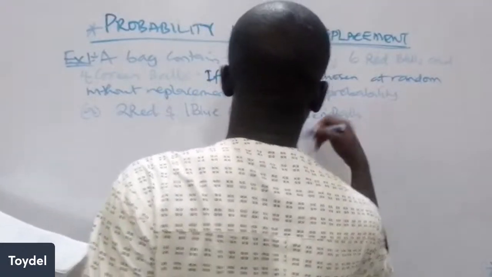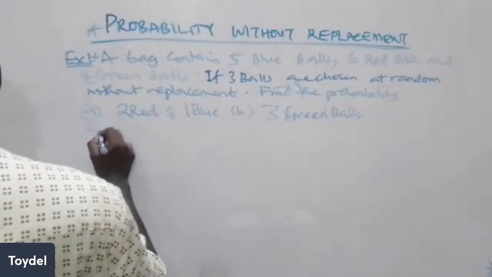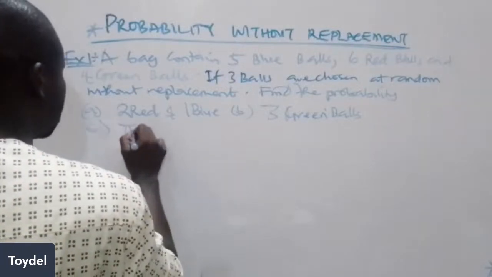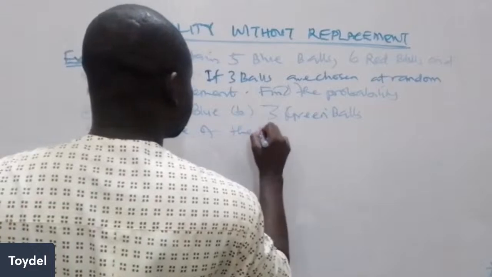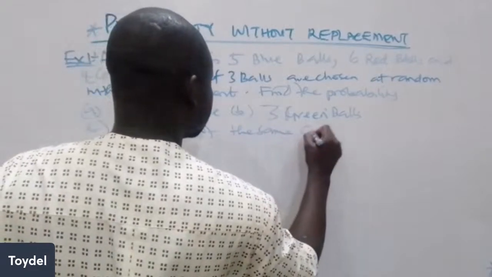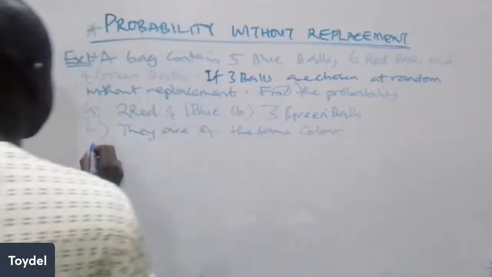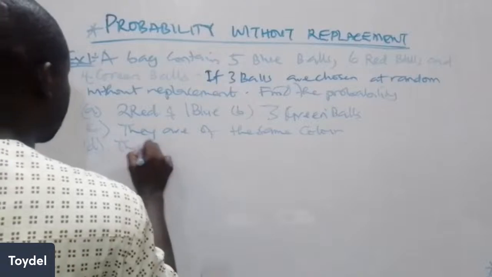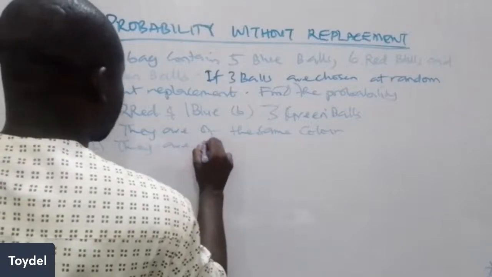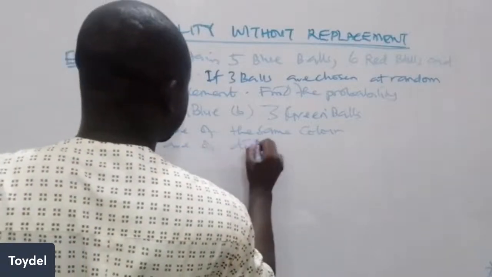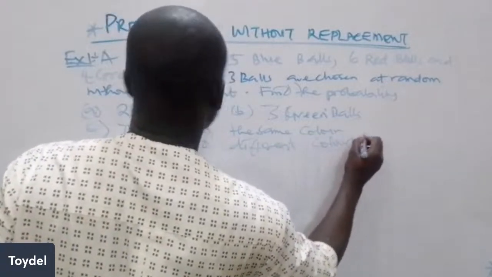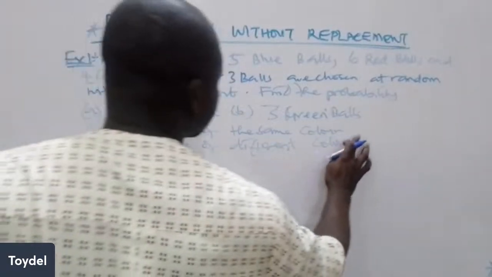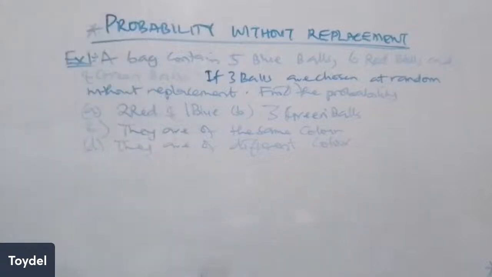Then C, they are of the same color. Then the last question is that they are of different color. Okay, that is the question.